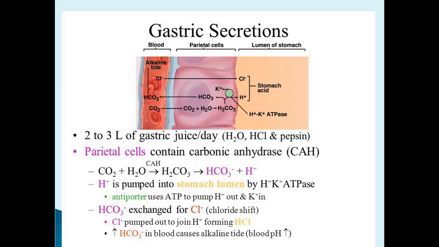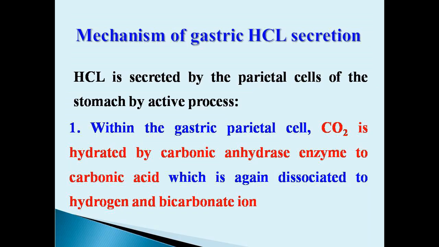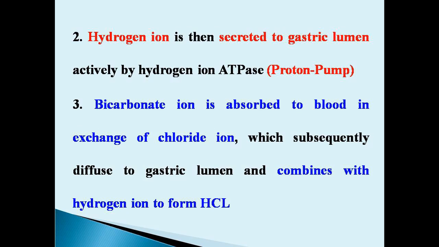Now here is the process of gastric hydrochloric acid secretion. This is the gastric parietal cell. Within the gastric parietal cell, carbon dioxide is hydrated by the carbonic anhydrase enzyme to carbonic acid, which is again dissociated to hydrogen and bicarbonate ion. Hydrogen ion is then secreted actively to the gastric lumen by the hydrogen ion ATPase pump or proton pump. Bicarbonate ion is absorbed into the blood in exchange for chloride ion, which subsequently diffuses to the gastric lumen and combines with hydrogen ion to form hydrochloric acid.